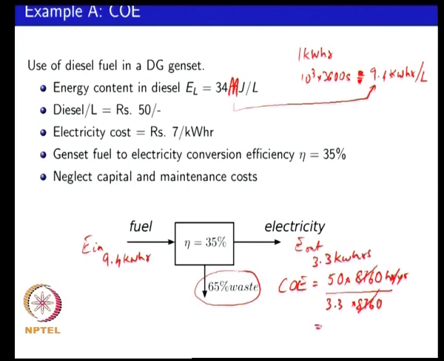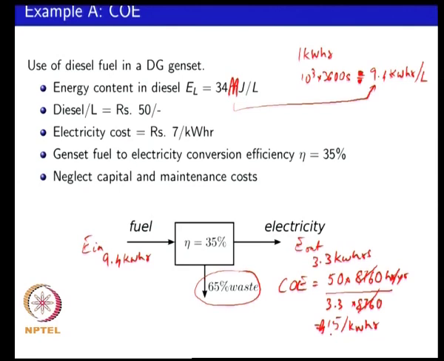So, you get cost of energy about rupees 15 per unit, and 15 is much larger than 7. So, it just does not make sense to run your genset on a continuous basis. You are better off by taking the energy from your distribution supply. Okay.